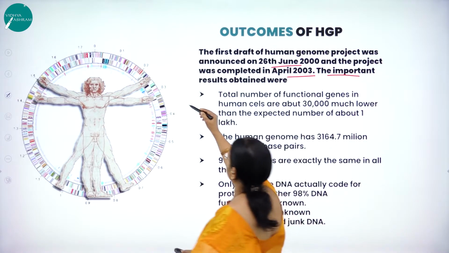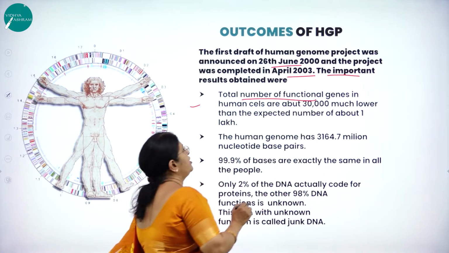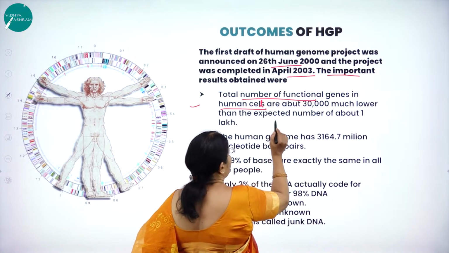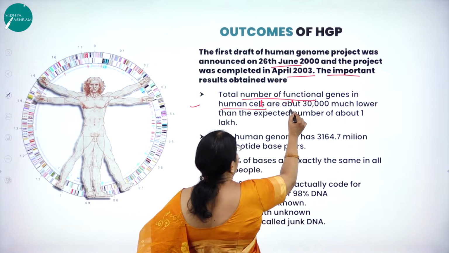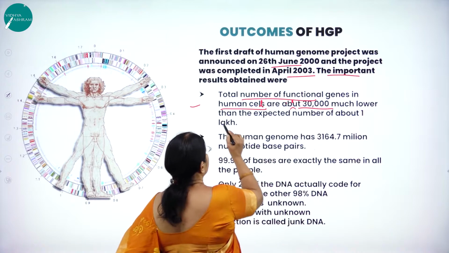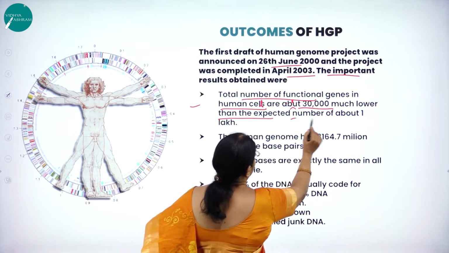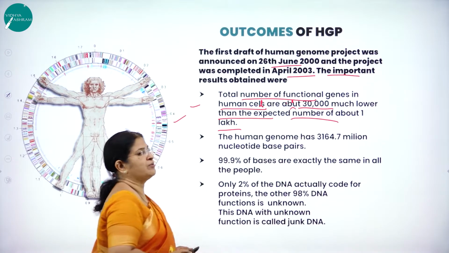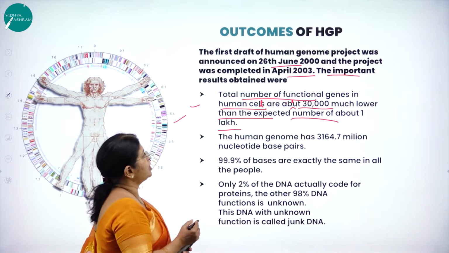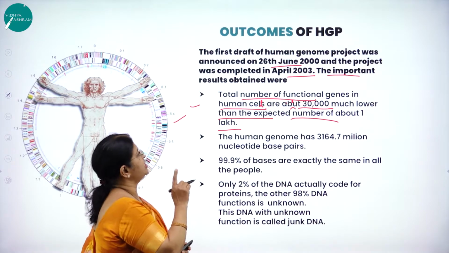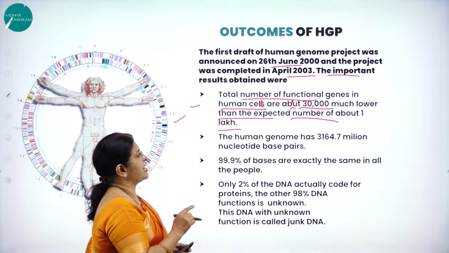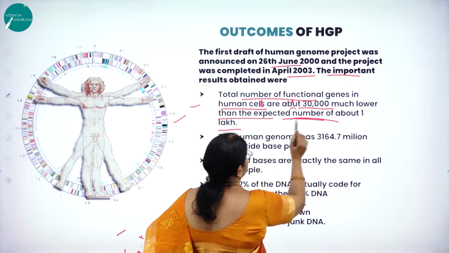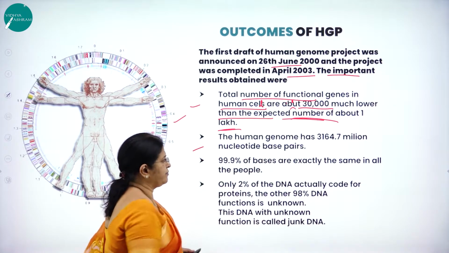First, very important, total number of functional genes in human cells are about 30,000, much lower than the expected number of about 1 lakh. First very important outcome of the Human Genome Project: total number of functional genes in human cells are about 30,000, much lower than the expected number of 1 lakh.